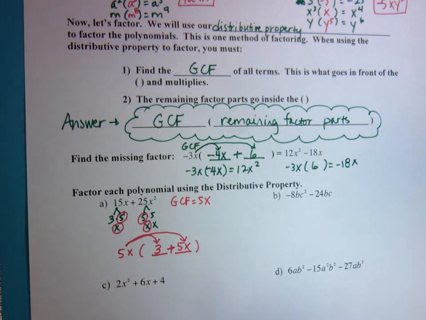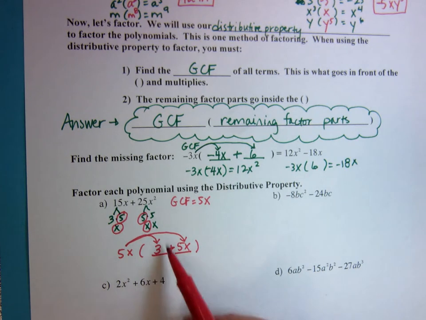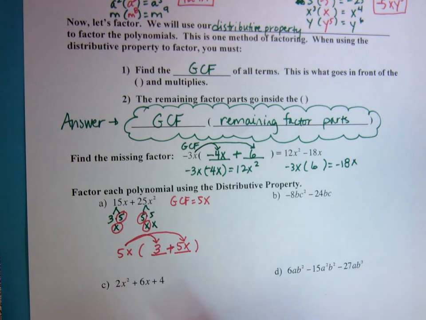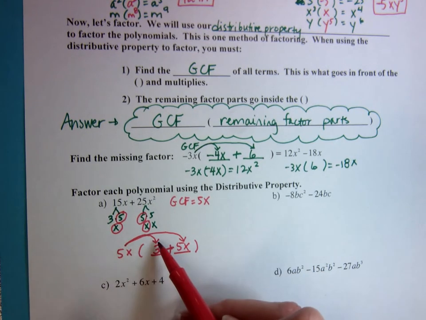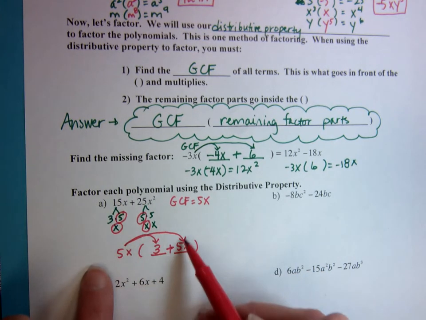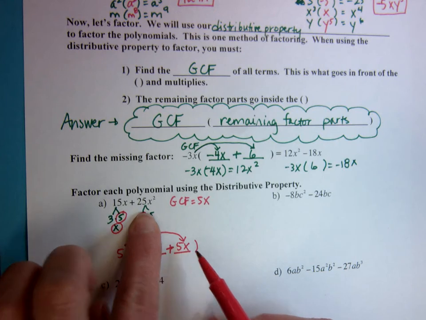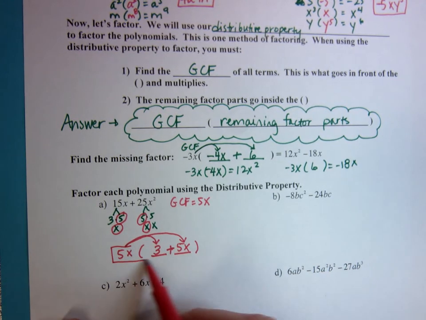As long as you're being very careful and organized and you're writing it down and you have everything on that last line like I've been telling you to do, then everything that's left over that you haven't circled for the greatest common factor will go in your parentheses. And then you can just double check that you've done it right by going back and redistributing. 5x times 3 is 15x. 5x times 5x is 25x squared. So your answer is this, all of this.